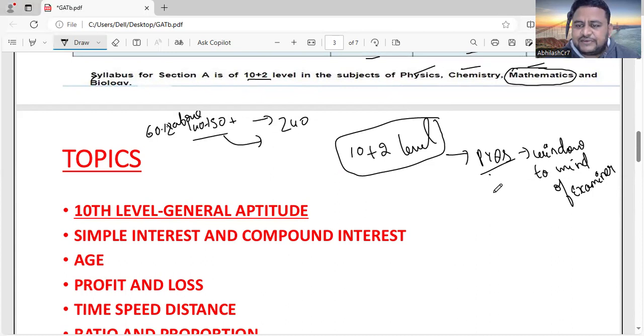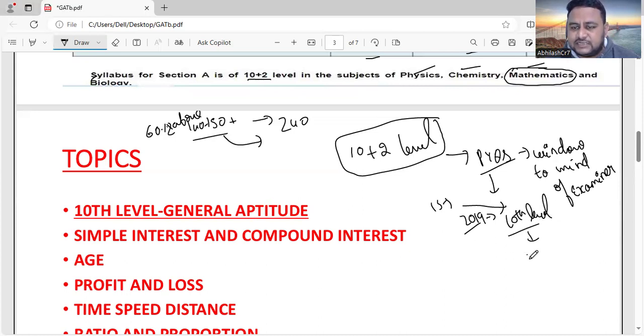An analysis of PYQs, which I have done. Suppose you look at the 2019 paper. Out of 15 questions in maths, all the 15 questions have been asked from 10th level, friends. You can call 10th level general aptitude, which I have written here. It is general aptitude.